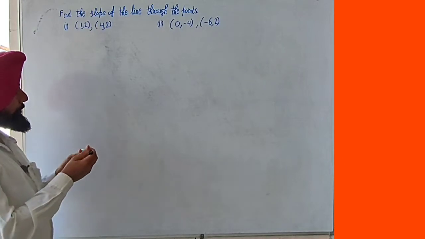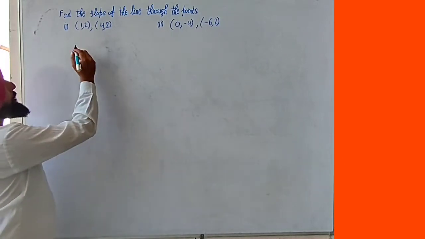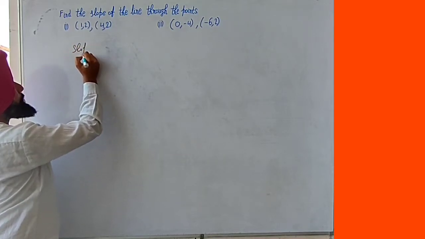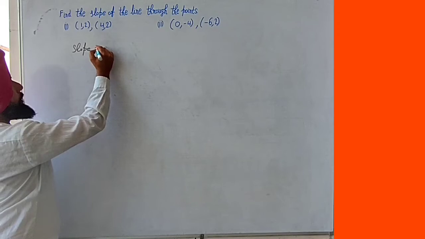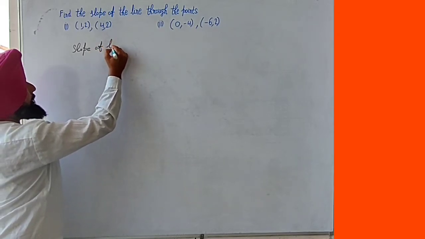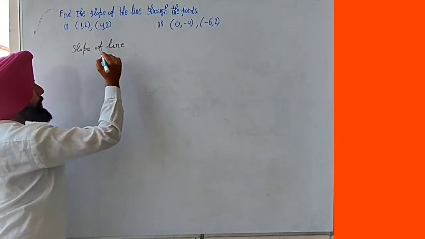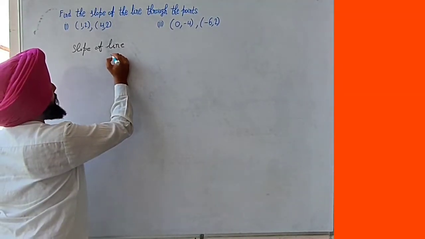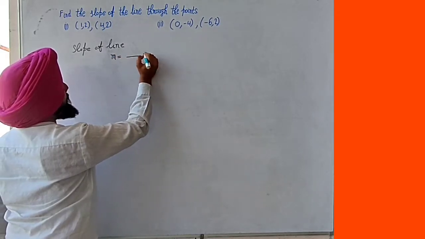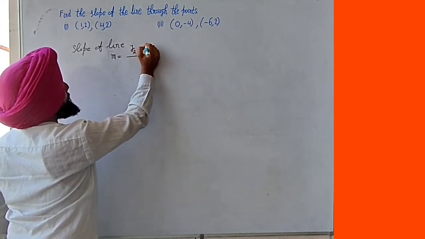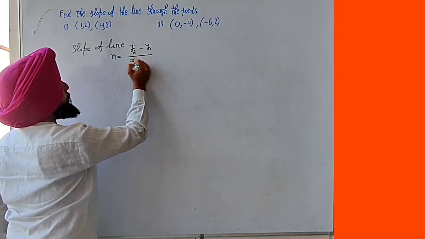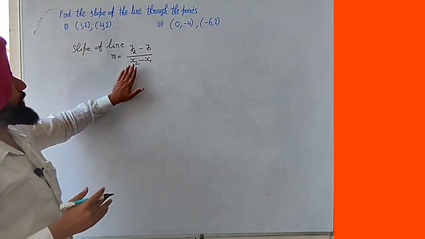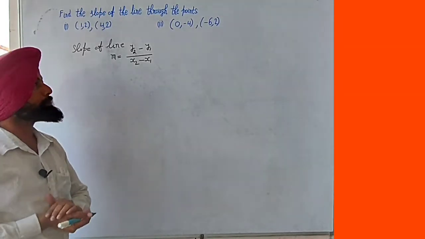Now first sum, we know the slope of a line, which we represent by small m, is equal to y2 minus y1 over x2 minus x1. We have this formula for the slope of a line.